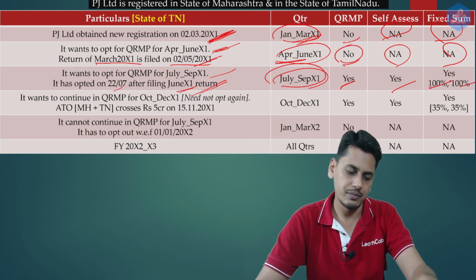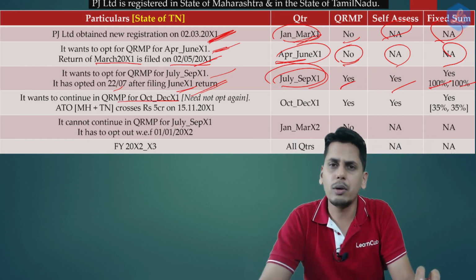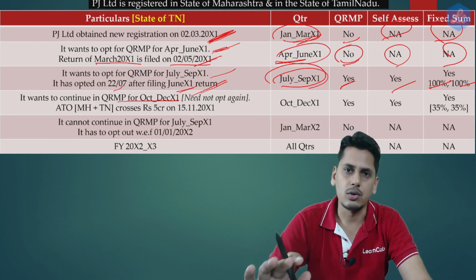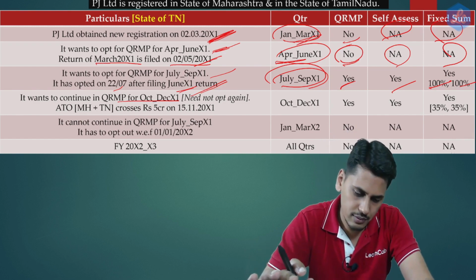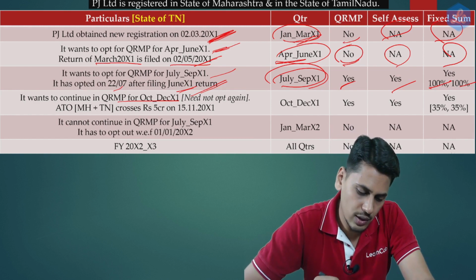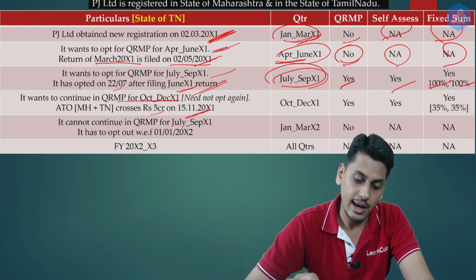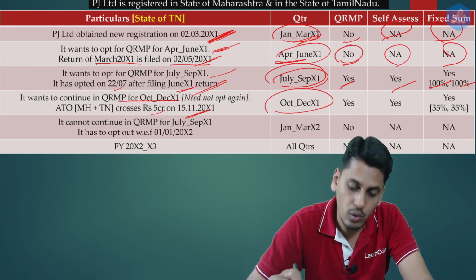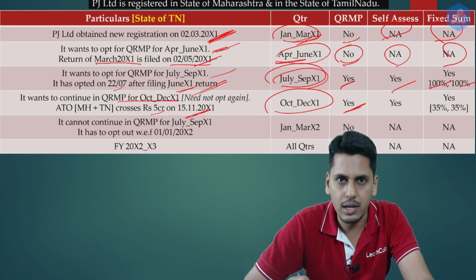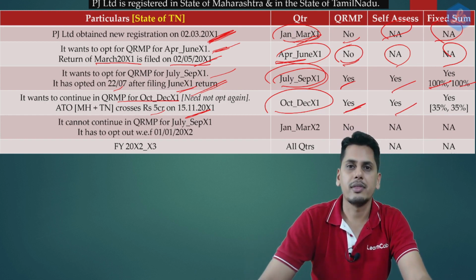Coming to the next quarter. He wants to continue in QRMP for October to December as well. No problem. Nobody is stopping him. Does he want? Should he opt in again? The answer is no. Once opted in, he will continue in it. Aggregate turnover, as we had just studied in the preceding question, crosses 5 crores on 15th of November. Can he still continue under the QRMP scheme for the quarter October to December? Yes. October to December, QRMP available. Self-assessment available. Fixed sum available.